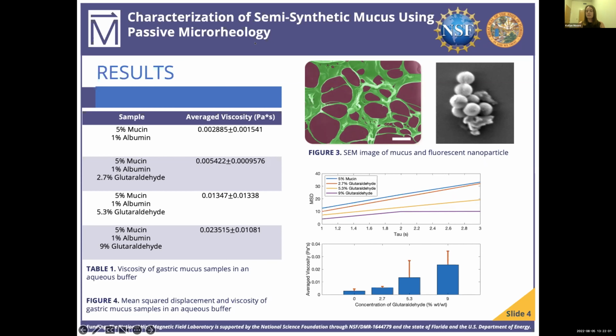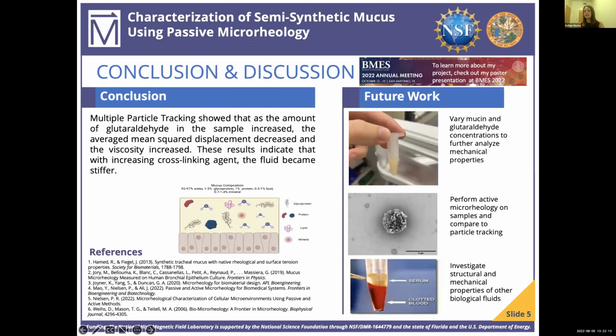It was expected that with increased glutaraldehyde concentration, there would be a decrease in the average displacement of the particles, as well as an increased viscosity. This trend can be observed in the plot to the right. In conclusion, increased glutaraldehyde concentration resulted in a decreased mean squared displacement and an increased viscosity, indicating the viscoelastic fluid became stiffer and behaved more like a solid.